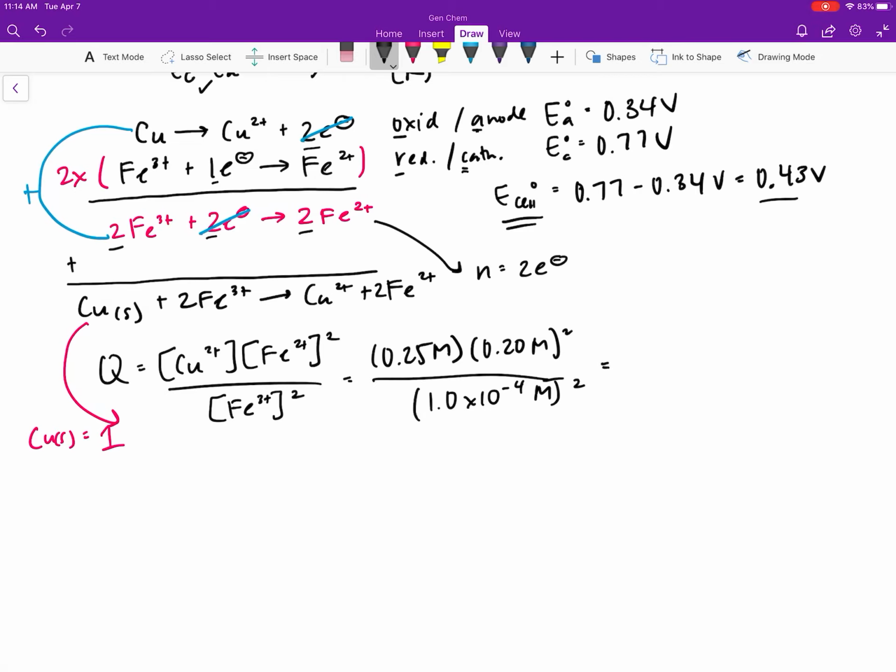Okay. So when I solve for Q, it's going to reduce down to 0.01 divided by 1.0 times 10 to the negative 8th. And that's going to be 36.0 times 10 to the positive 6. Okay? So now I have all of my values to plug in.